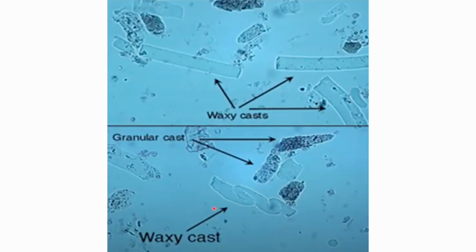We see here some of the waxy casts with somewhat straighter edges and that are more prominent, some with a jagged appearance of the periphery, and the more fragile-appearing waxy casts, and also granular casts present in this picture.